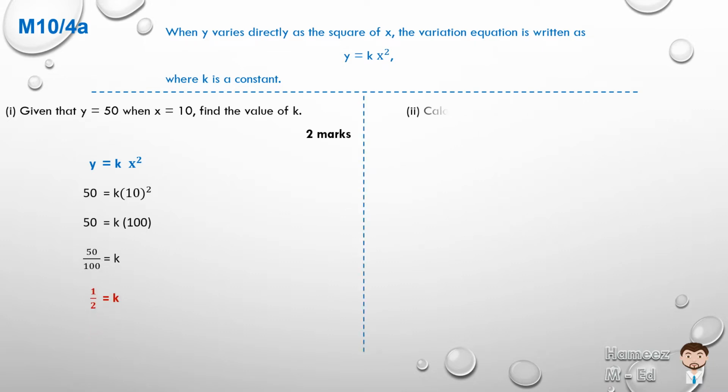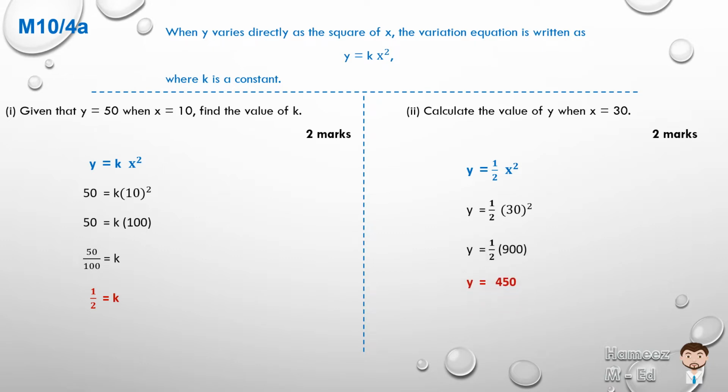Part 2, calculate the value of y when x is equal to 30. So let's rewrite the equation, y is equal to a half x squared. Remember, we no longer need to write k because we know what k is. And we can substitute x is equal to 30, so y is equal to a half by 30 squared. So y is equal to a half by 900, which means y is equal to 450 when x is equal to 30.